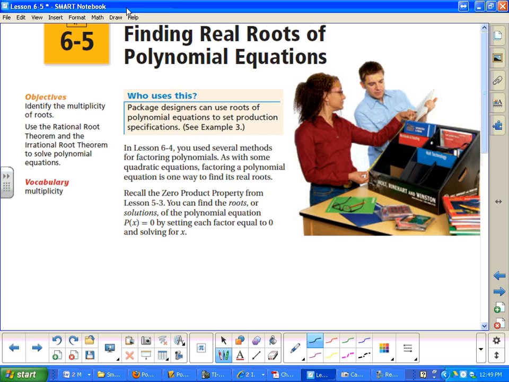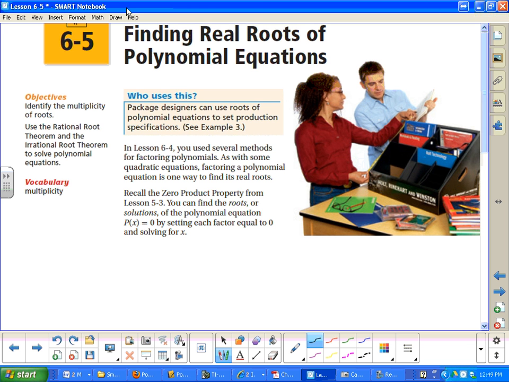All right, finding real roots of polynomial equations. What's another name for roots? Zeros are another name for roots. Solutions to equations are another name for roots. The roots of an equation are just where it crosses the x-axis.